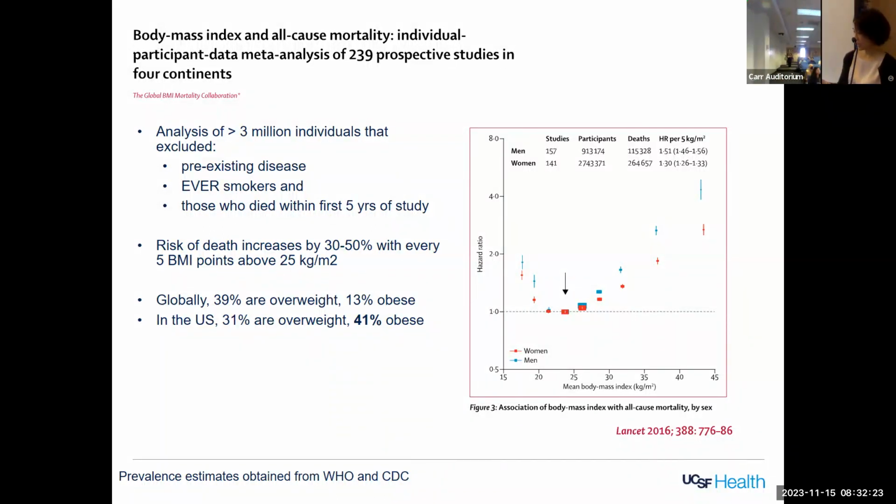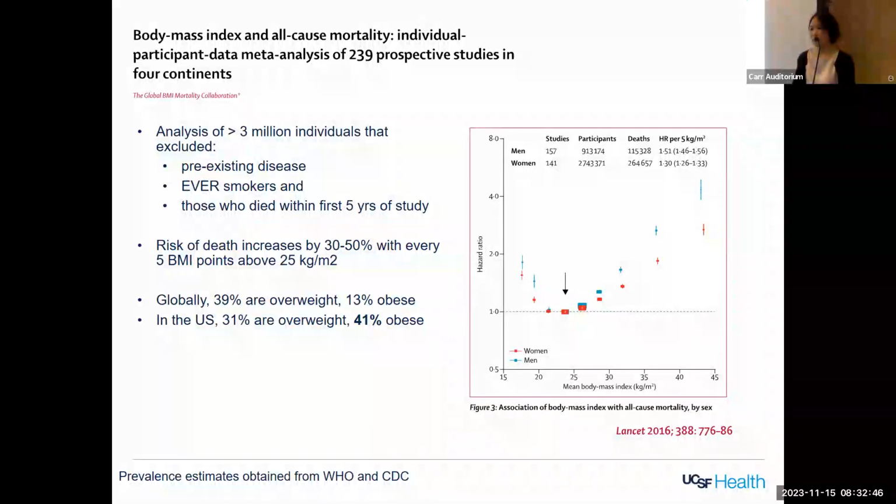And what you can clearly see is that starting with the nadir BMI of about 22 to 25, with every increment of BMI increase, you have a statistically significant increase of all-cause mortality. And of course, with any BMI study, if you have low BMI, that's also associated with mortality. And just to give you a scope of the problem, globally, about 39% of the human population is overweight, 13% is obese. And in the United States, about 31% of Americans are overweight and 41% are obese.